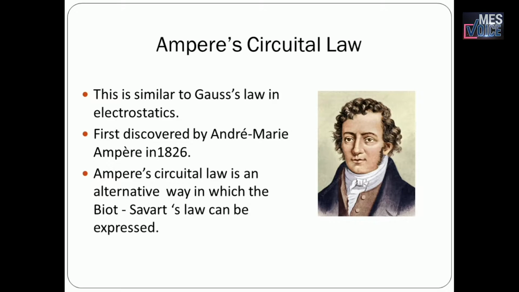Ampere's circuital law is one of the most important laws in magnetostatics. This is similar to Gauss's law in electrostatics, and it was first discovered by Andre-Marie Ampere in 1826. Ampere's circuital law is an alternative way in which the Biot-Savart law can be expressed. Both the laws relate the magnetic field to the current and both express physical consequences of electric currents.